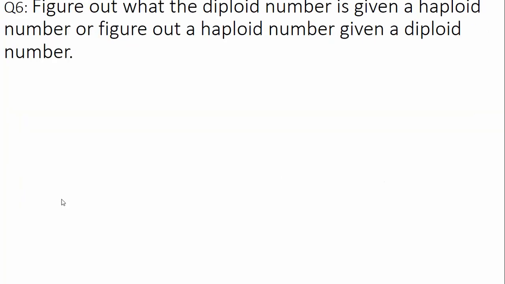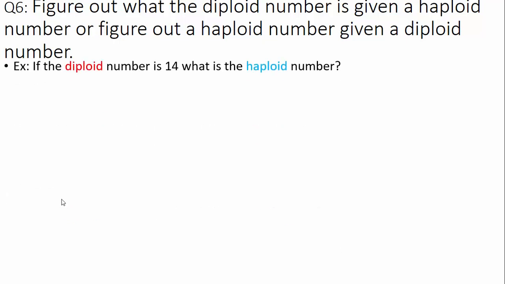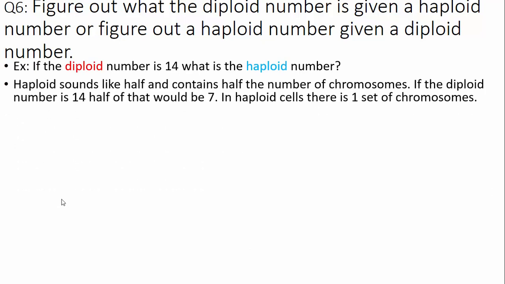Number 6, figure out what the diploid number is given a haploid number, or figure out a haploid number given a diploid number. This is probably one of the easiest questions you'll ever come across if you know what diploid and haploid mean. So let's take a look at this. If the diploid number is 14, what is a haploid number? Well, haploid sounds like half and contains half the number of chromosomes. If the diploid number is 14, half of that would be 7.